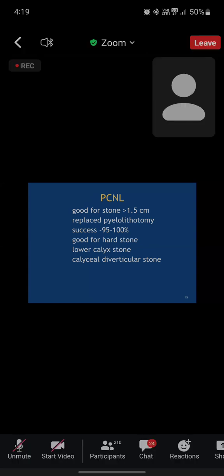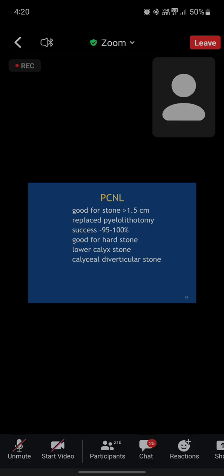PCNL. Now, there was a time when it was the gold standard for kidney stone disease. Even now, for stones more than 1.5 centimeter, it is the treatment of choice. It has almost completely replaced pyelolithotomy and nephrolithotomy. Now, most of the urologists who are trained in newer days have not done or seen any pyelolithotomies or nephrolithotomies in their teaching or training. Success is 95 to 100%.